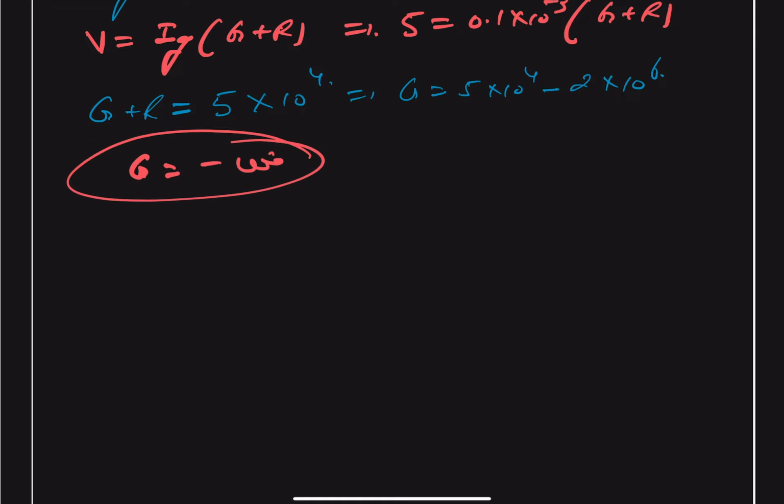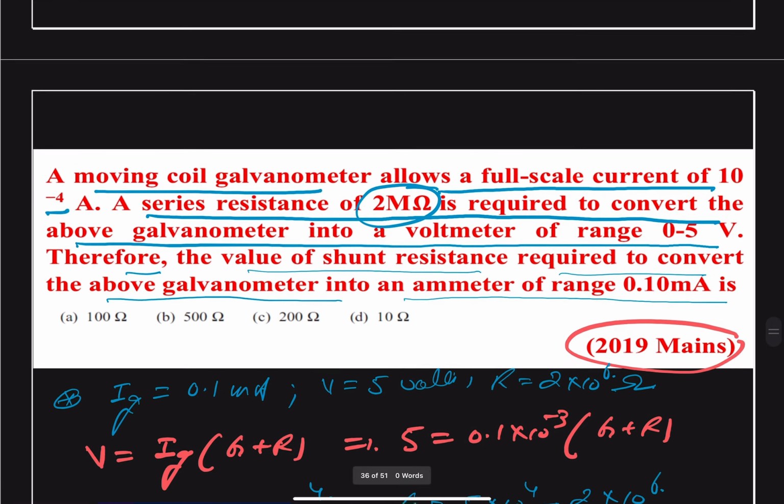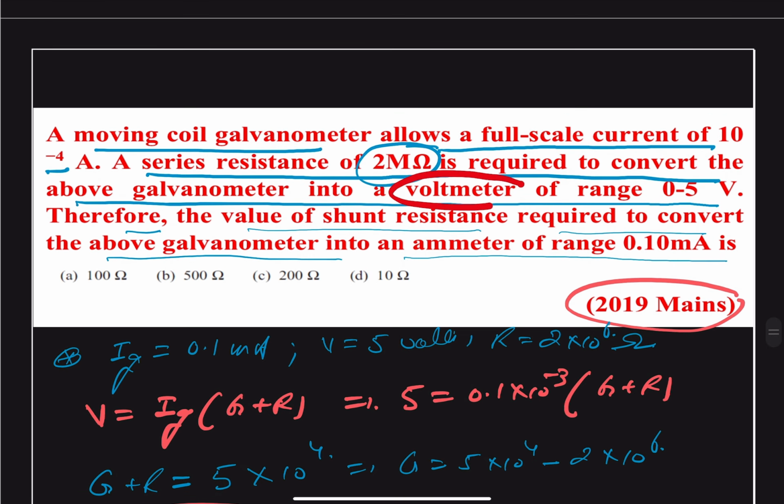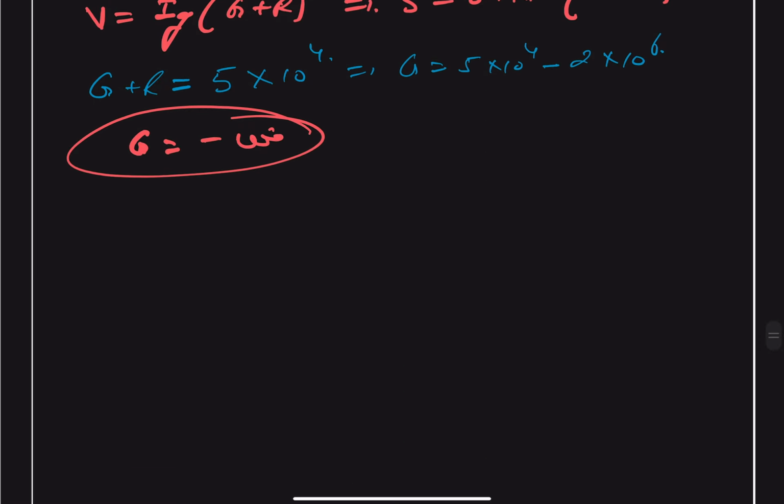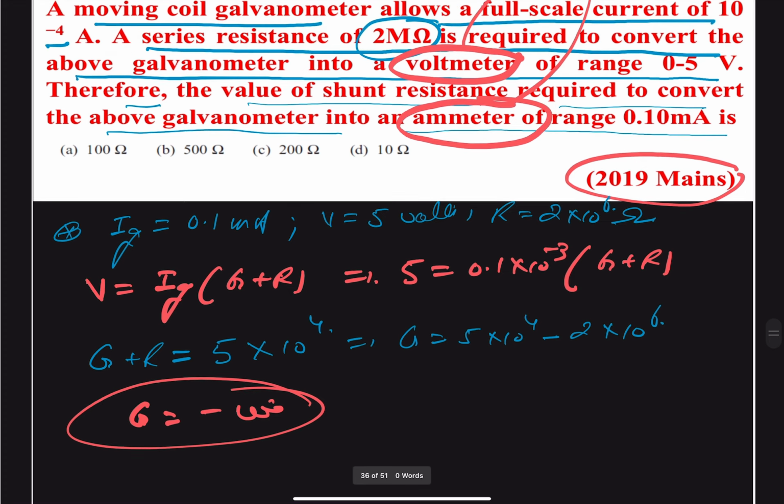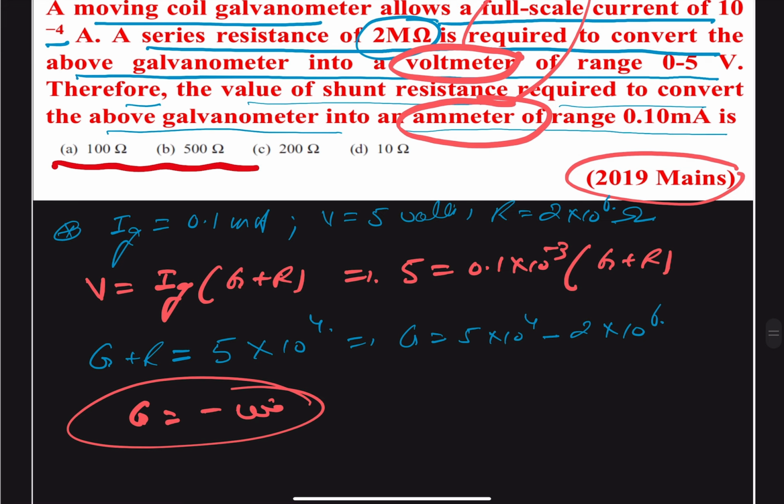Okay, because from the first part, with the help of the voltmeter, we are supposed to find out the value of G, and then this value of G will be used for the ammeter part. But this G comes as negative, which is not possible. So none of these options is correct. So there is some error in the question itself.